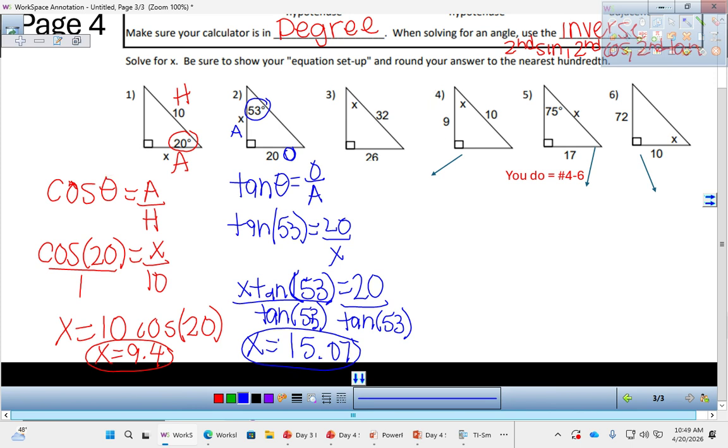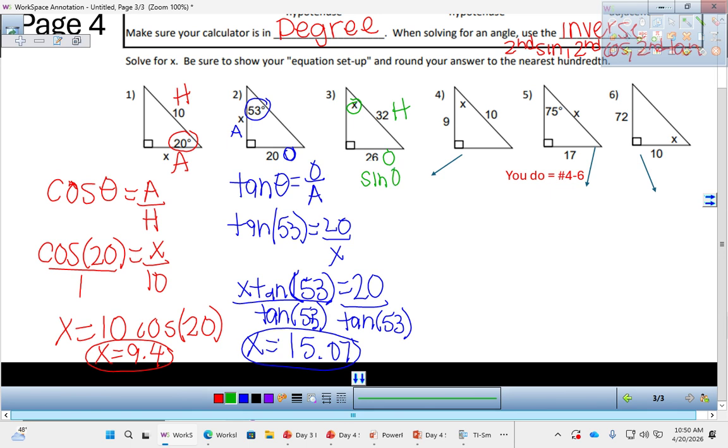And then for the third one, I'm going to be working with this angle here, which is x. I don't know what it is, okay? But opposite of it is 26. And opposite of the 90-degree angle is the hypotenuse. So I want to be working with the trig function that uses the opposite and the hypotenuse, which is the sine.